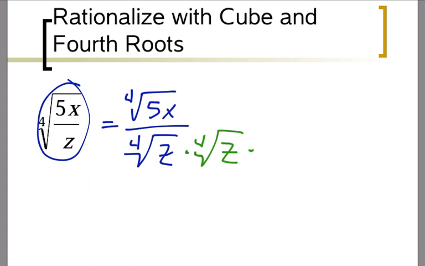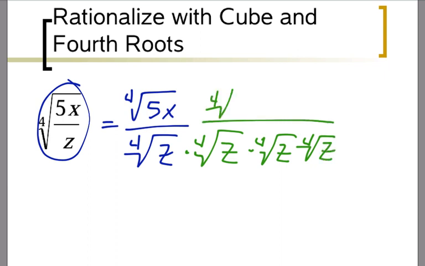So I can either write it out like this, or I can save myself space and realize I'm multiplying by the 4th root of z to the 3rd. Because really I just have 1, 2, 3 z's, and so it's really just 4th root of z to the 3rd power. So whichever way makes more sense to you, write it that way. So that's what you multiply top and bottom by.